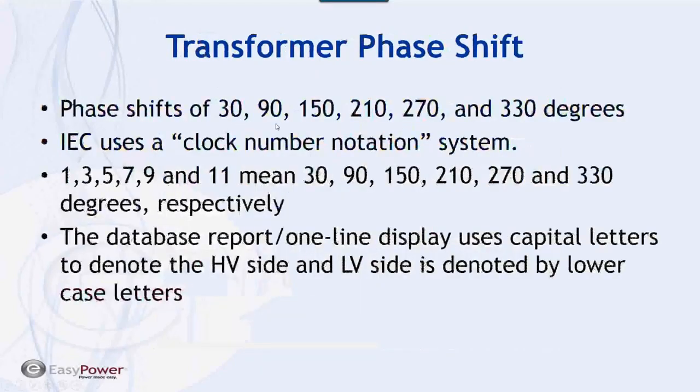Phase shift conversion. This is a new feature we have added because IEC uses a clock number notation system to classify the phase shift in transformers. So phase shift of 30 degrees, 90 degrees, 150, 210, 270, and 330, which are all available, all recommended options in IEC, they all have been added here.